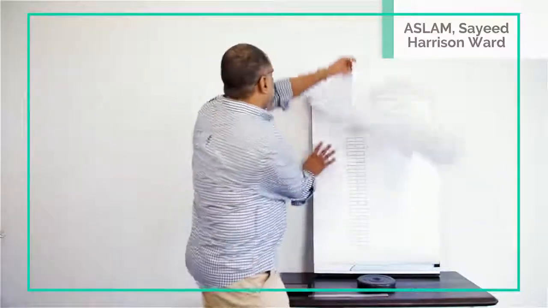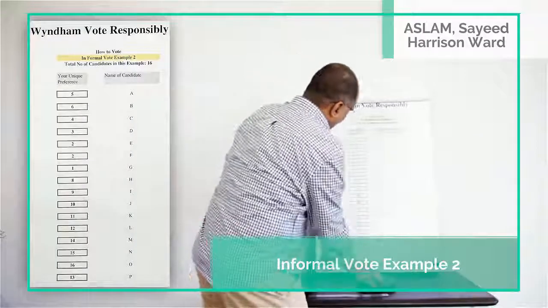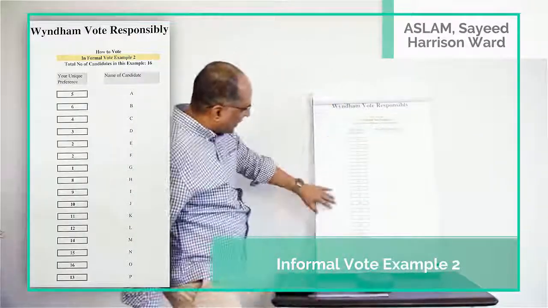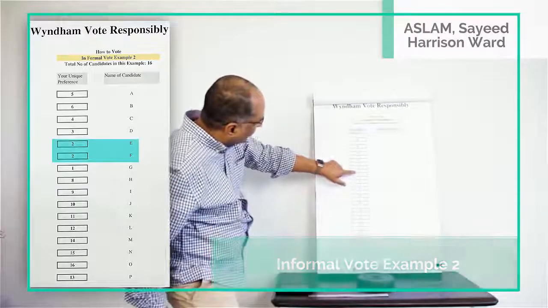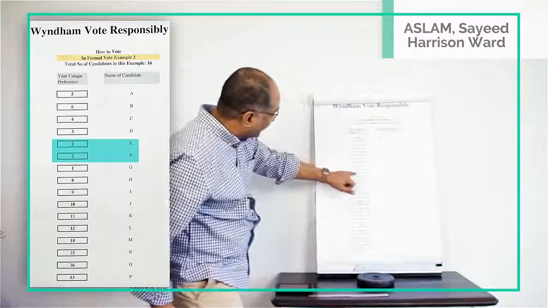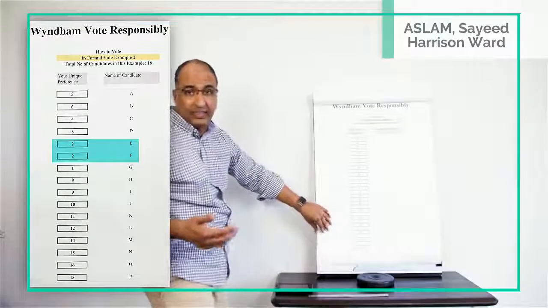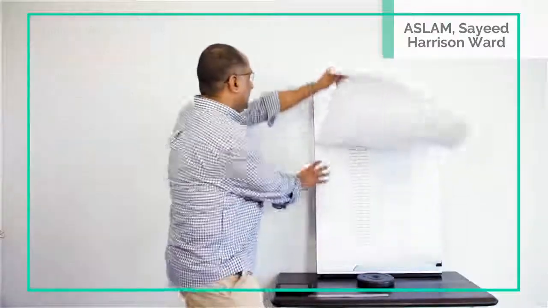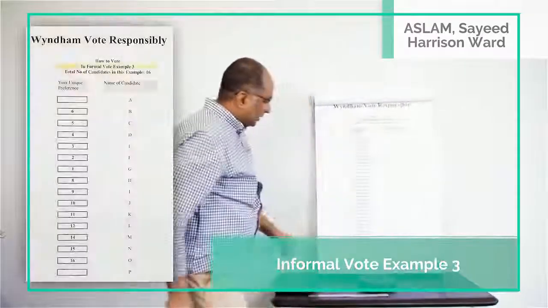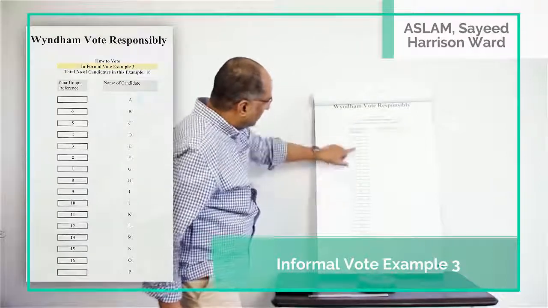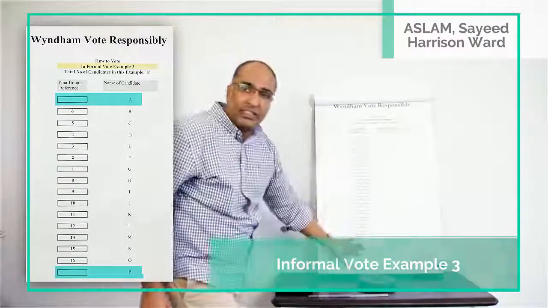Now I've given you another example. If you look at this one, this voter has done a great job. But unfortunately, he has given 2 exact same preferences for 2 candidates. That's an informal vote again. So even this vote will not be considered. Now I've given you one more example. This one has done a great job again, but unfortunately has left a couple of boxes empty. Even this is an informal vote.